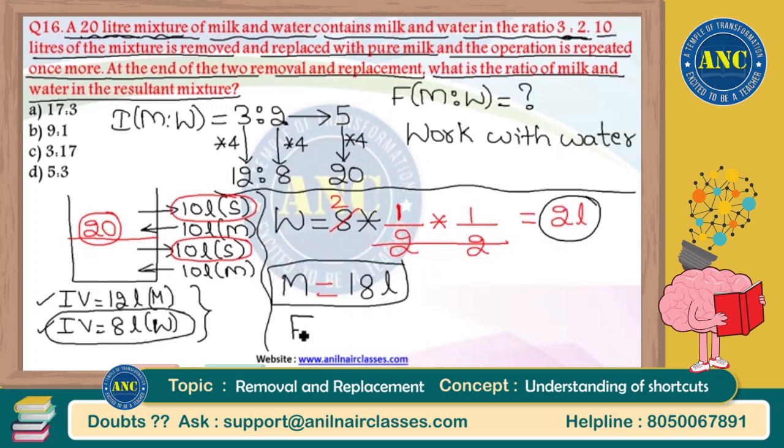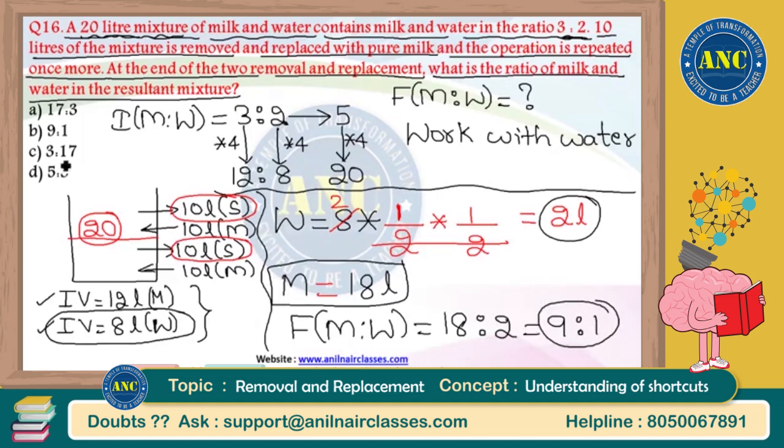They are asking you the ratio of final milk and water. Final milk is 8. Final water is 2. 18:2 is nothing but 9:1. Answer is over. And that too in the most beautiful format.